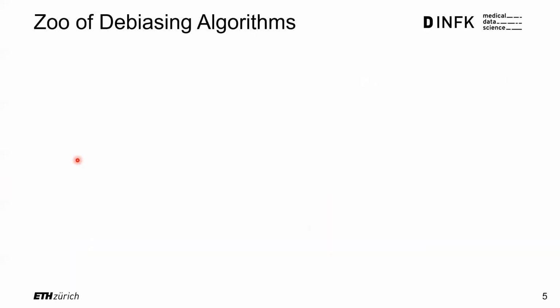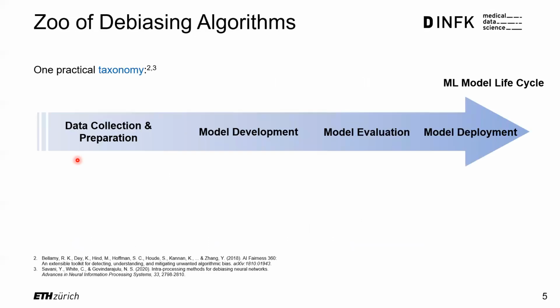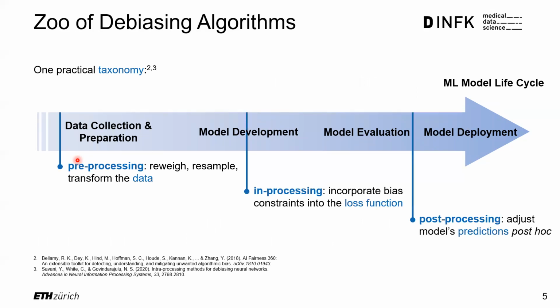So what debiasing algorithms are there? There is actually a whole zoo of debiasing methods, and one practical taxonomy puts them in the context of the machine learning model lifecycle. In particular, we have pre-processing, in-processing, and post-processing algorithms. Pre-processing usually focuses on reweighing, resampling, or transforming the data itself. For in-processing, we incorporate our bias considerations and constraints directly into the loss function or into the training process of the model. And last but not least, the post-processing techniques usually adjust the model's predictions post hoc, and importantly, they treat the model as a complete black box.